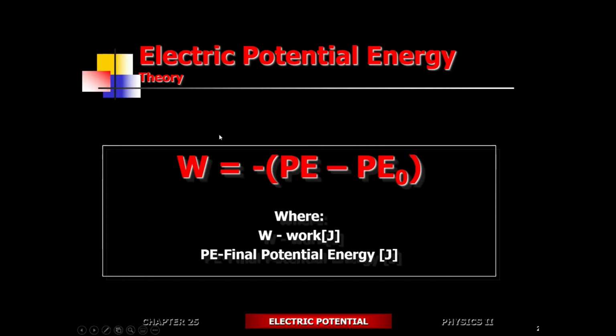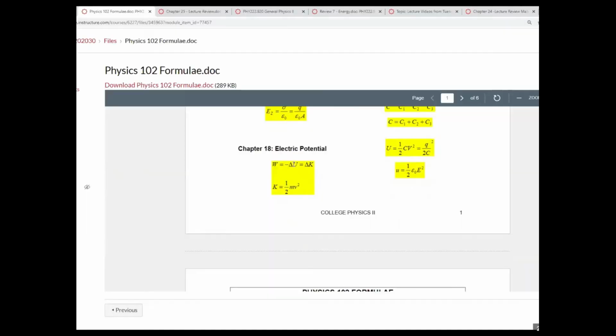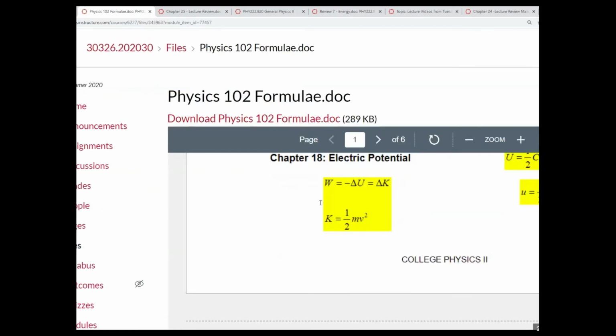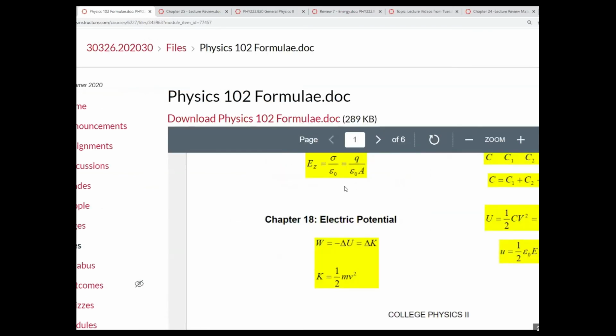Okay, so why do we have a negative sign up front? The formula that I'm interested in is this one. This is the one that you should remember from Physics 1. What is the meaning of this formula? When you guys see this formula, what does it mean to you? That's what I'm interested in.